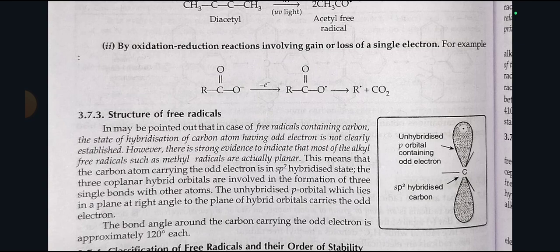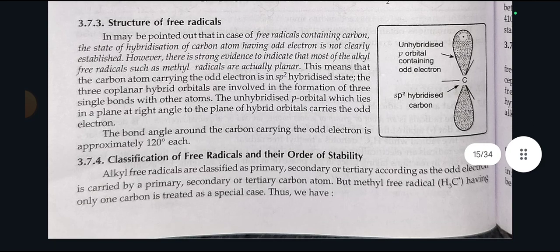The three coplanar hybridized orbitals are involved in the formation of three single bonds with other atoms. The unhybridized p orbital, which lies in a plane at right angles to the plane of the hybridized orbitals, carries the odd electron. The bond angle around the carbon carrying the odd electron is approximately 120 degrees each.